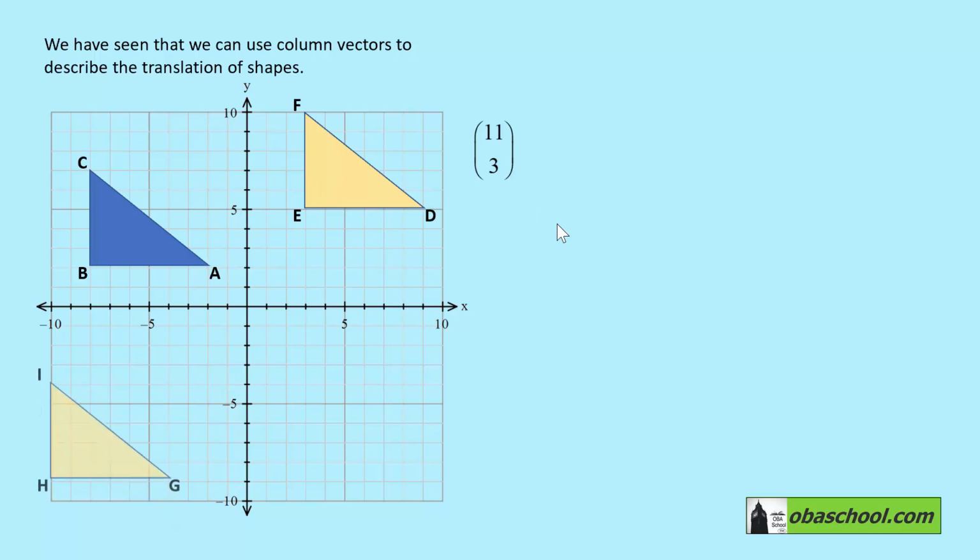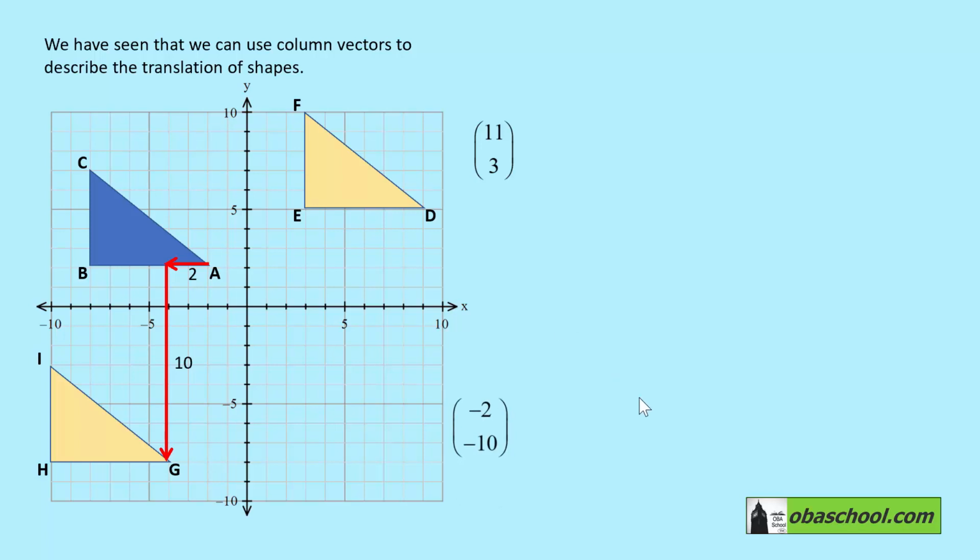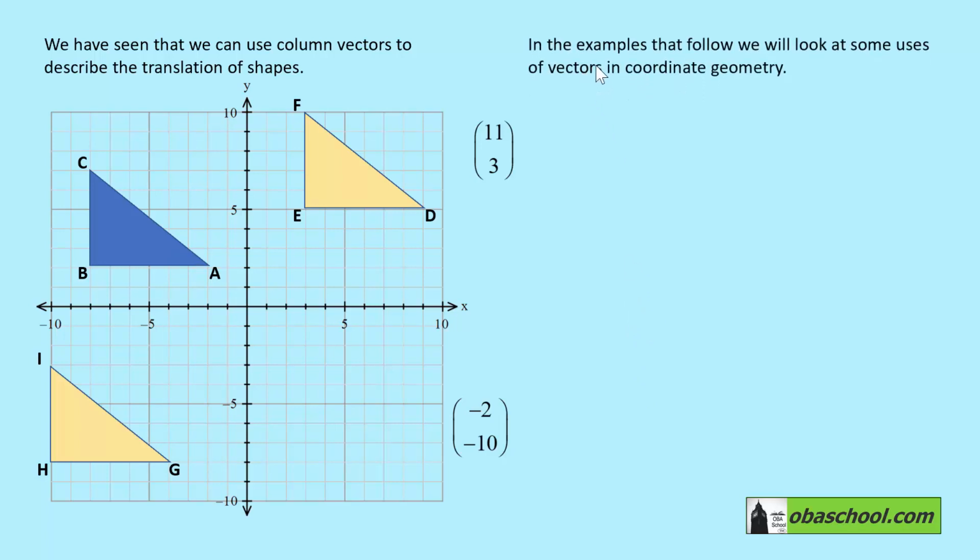We could have another triangle down here. If again we look at A, and G would be the corresponding point. That's 2 units that way and 10 units downwards. So we could write that using the column vector (-2, -10). In the examples that follow, we will look at some uses of vectors in coordinate geometry.